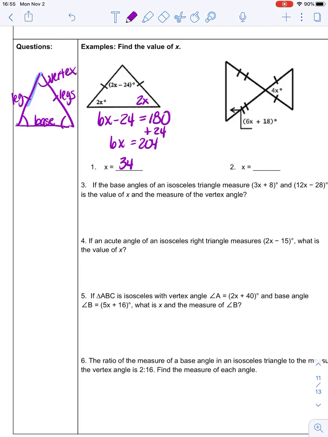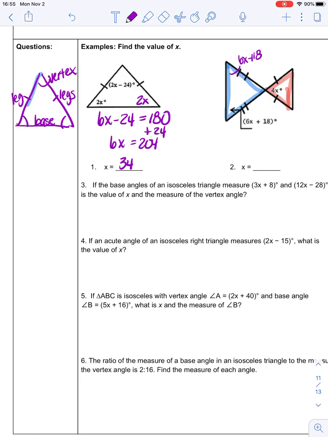Now we want to do the same thing on number 2. And if you look, we've got this blue triangle here, and then I've got this red triangle over here. So we want to see what we have the most information with. Well, with this one, we have our base angles. So both of these are 6x plus 18. Now, again, it doesn't do me any good to set those equal to each other.